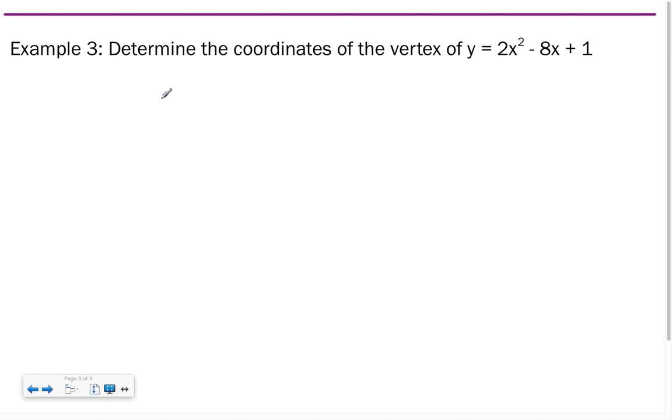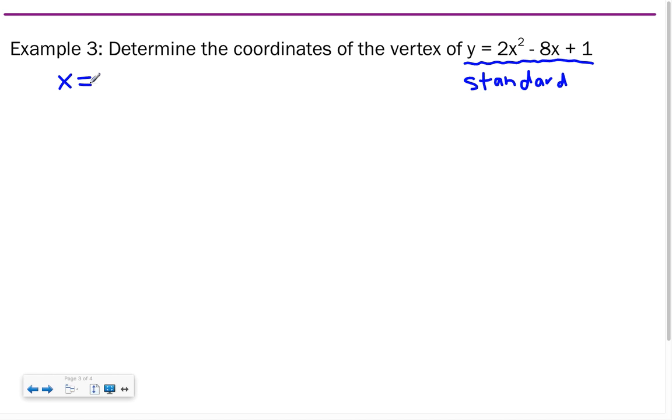In this third example, it's asking us to find the coordinates of the vertex of this equation. If this equation was in vertex form, we'd have it pretty easy. It would be a simple task of just writing down the coordinates of the vertex. But this equation is in standard form. So there's two ways we could go about this. With an equation in standard form, we could complete the square, but you guys know how I feel about that. I'm not a big fan of completing the square. So I would use our shortcut method.